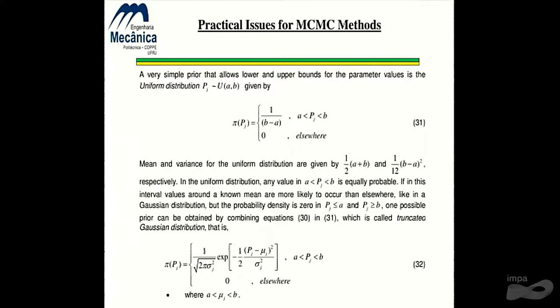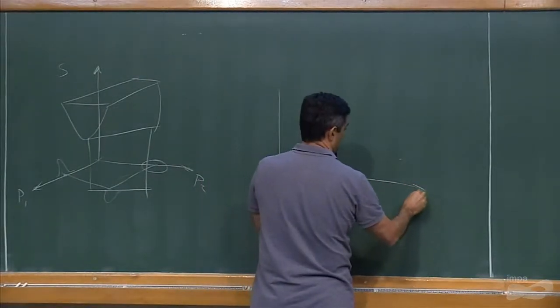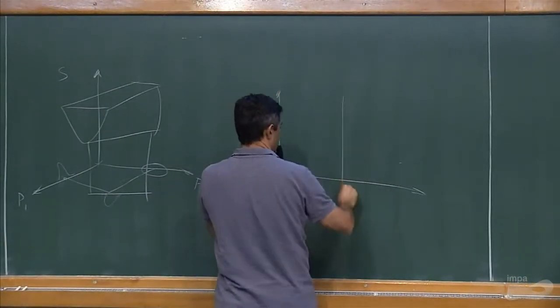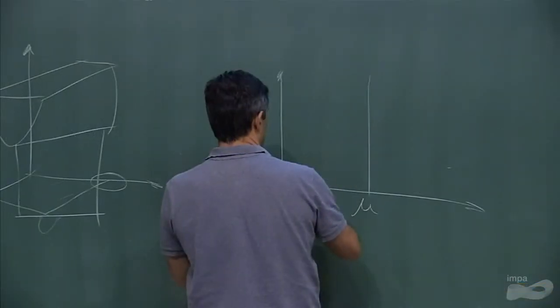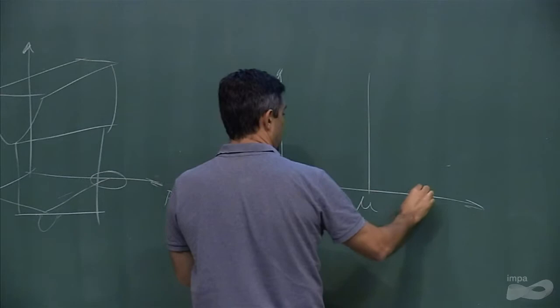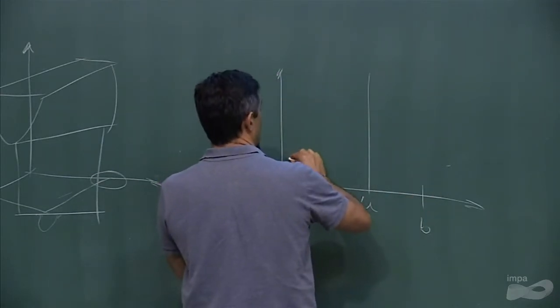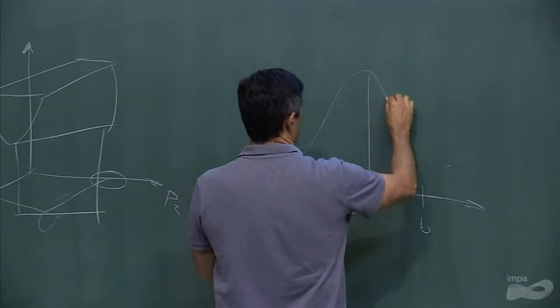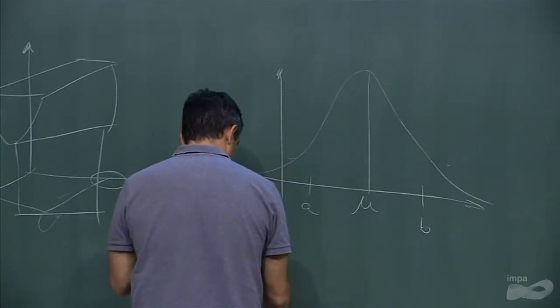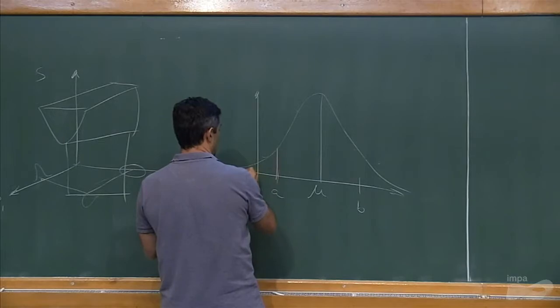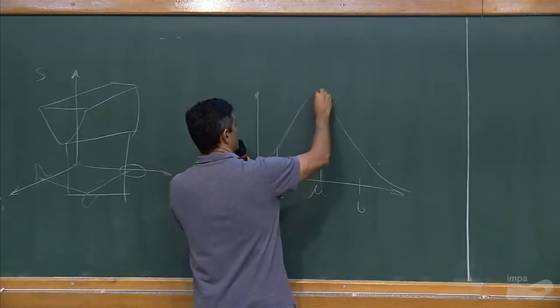And you can make this truncated Gaussian prior look like a uniform prior if the standard deviation of the prior is large. What I mean is that in this prior, you have something like this, right? This is mu, and let's say this is A and this is B. Okay, and then we have something like this, and what we are saying is that our prior looks like this, right?